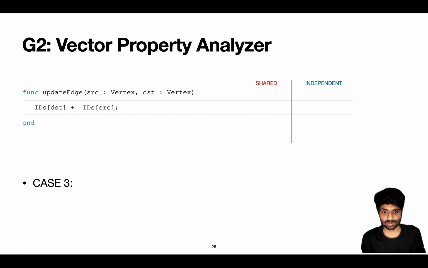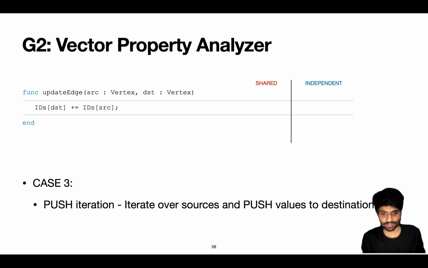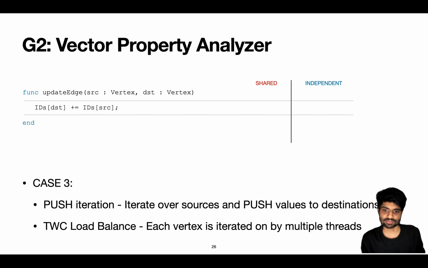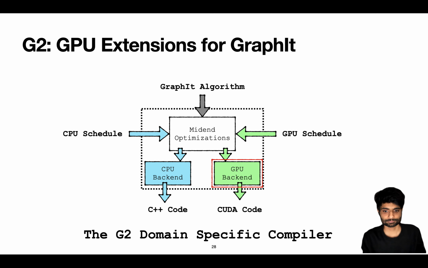Finally, let us look at another case where we use a push iteration and TWC load balance, where the edges from a single vertex can be assigned to multiple threads. In this case, both the source and destination are shared values, and the compiler inserts atomic synchronization for the update to preserve correctness. The midend optimizations have transformations and analyses that are common to both CPUs and GPUs.